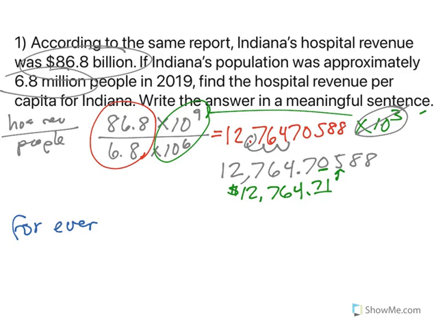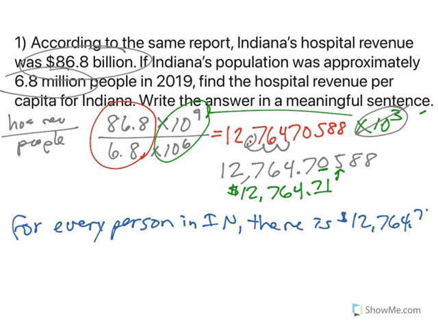Now, writing that in a meaningful sentence, for every person in Indiana, there is $12,764.71 in hospital revenue.